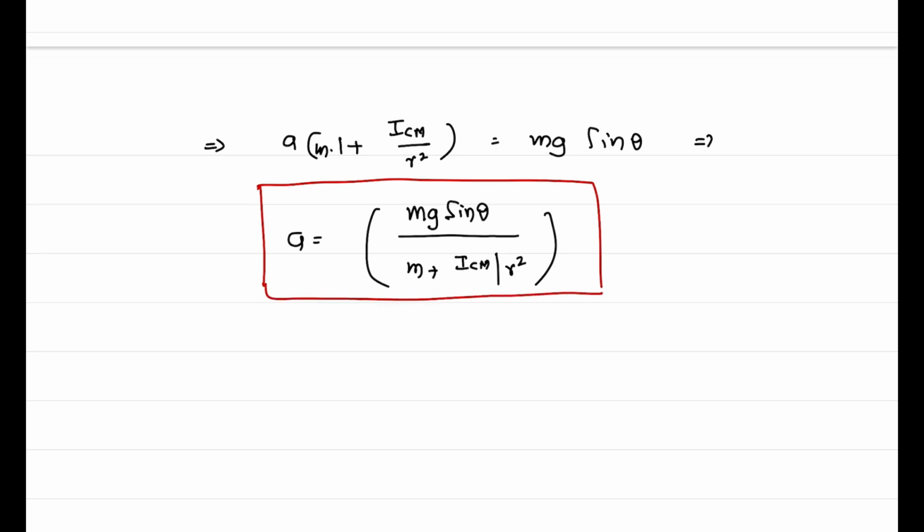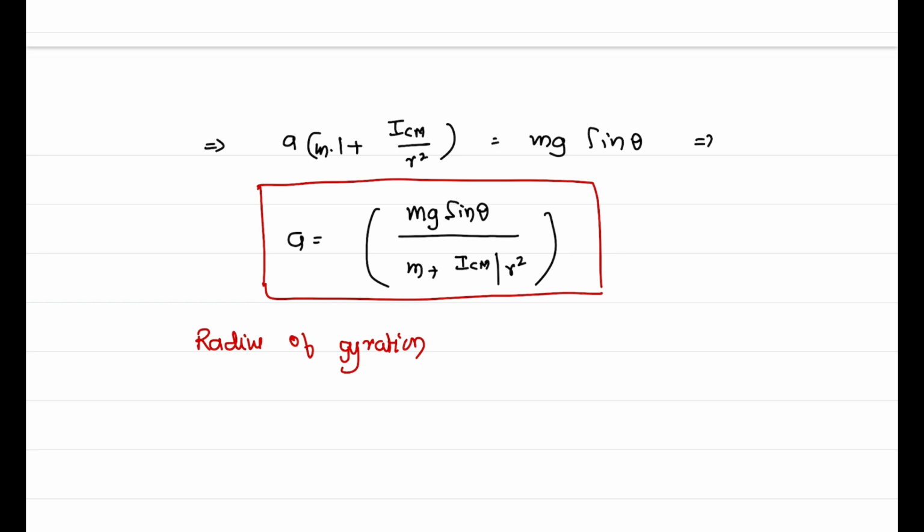There is one term called the radius of gyration. Radius of gyration, I will explain to you in the next class in detail. Radius of gyration is the point where the center of mass, because it's a symmetrical sphere, we have taken the center of mass.